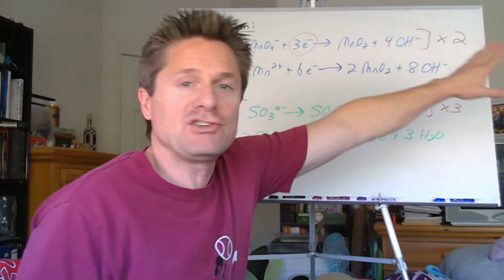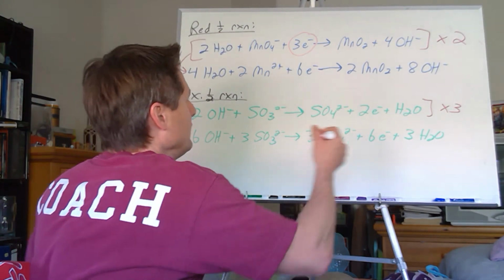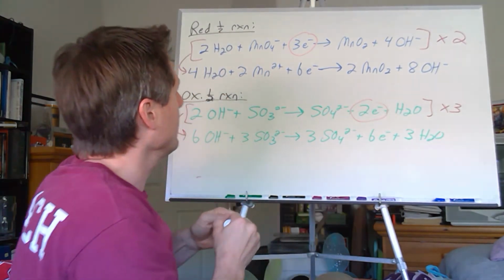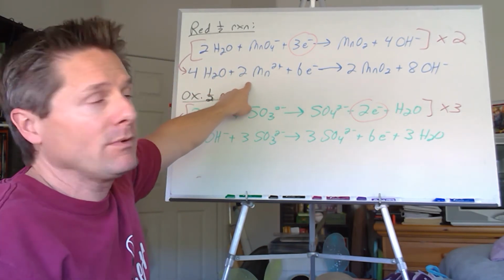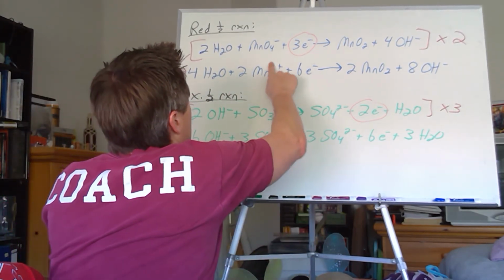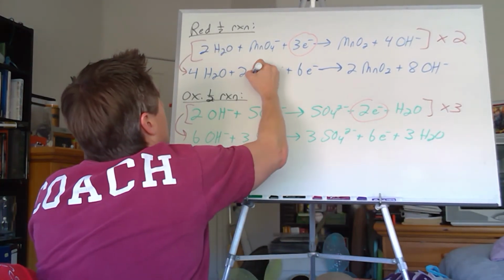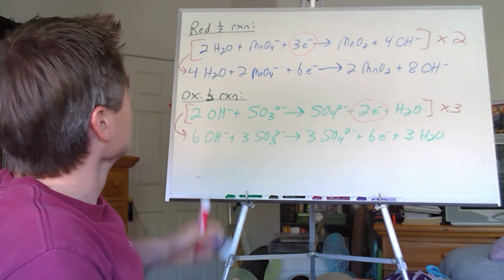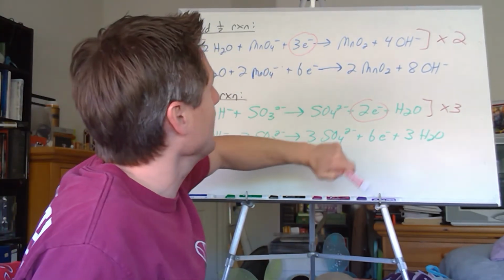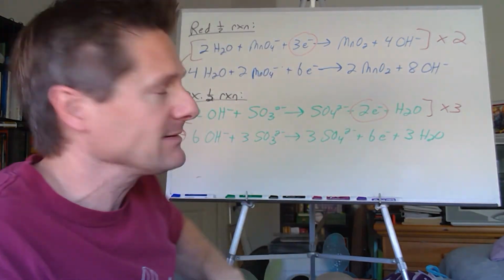So we're going to take the reduction half reaction, multiply everything by 2, because again, the goal is to cancel the electrons out. So 2 times 2, we now get 4 waters. 2 times 1, we get, whoa, why did I get the Mn2 plus there? That was weird. I was thinking something else. That would have really messed us up. 2 times 3 is 6 electrons. 2 times 1 is 2 MnO2. 2 times 4 is 8 hydroxides.